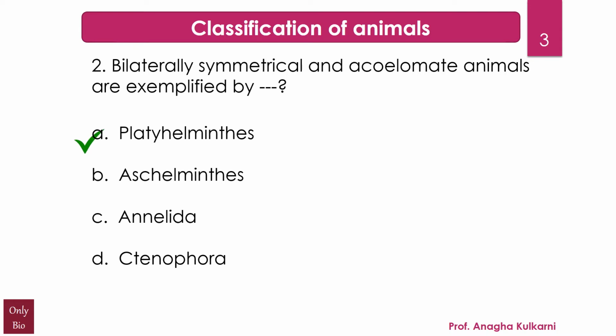We can take an example of liver fluke, right? So you can imagine that. These are the first acoelomate animals. Acoelomate is without a coelom and which have organ system organization along with the bilateral symmetry.